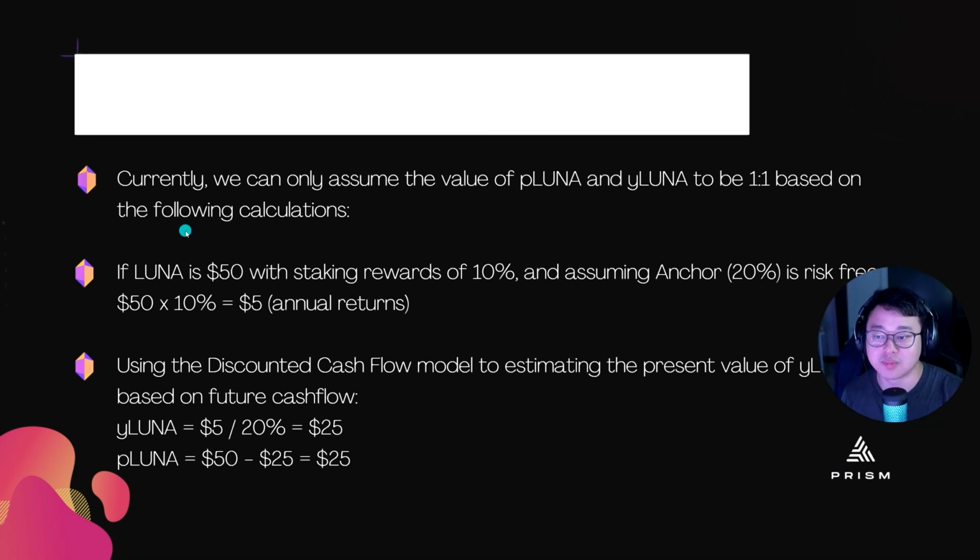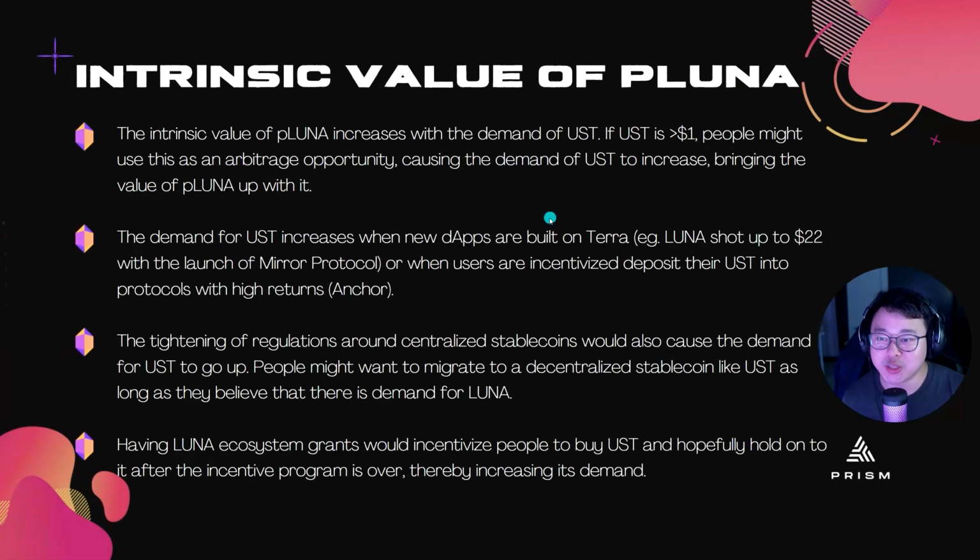So let's explore the intrinsic value of pLUNA and various scenarios where the value of pLUNA will go up, and that's where you want to be more bullish on pLUNA. Essentially, when the demand for UST increases, right, which means UST goes above $1, then people might want to arbitrage this risk-free profit, and they do this by basically buying Luna and then burning the Luna into UST and then selling the UST for risk-free profits. So during periods where there's increased demand for UST, you can expect pLUNA to increase more.